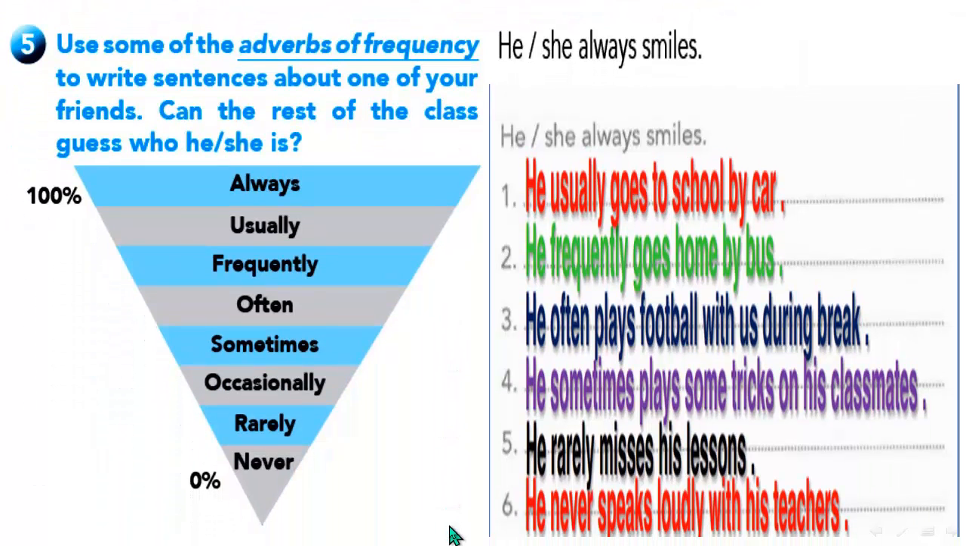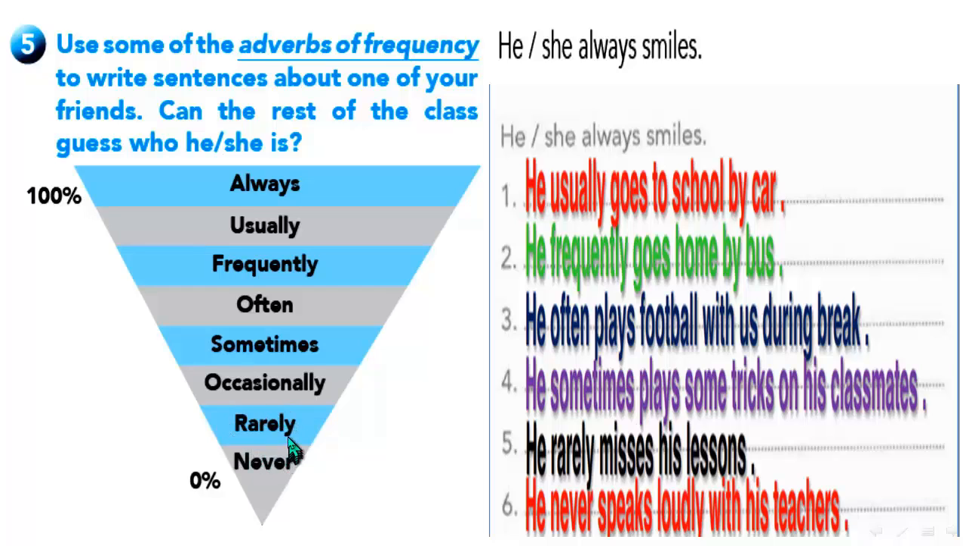Now exercise number 5. The question says use some of the adverbs of frequency to write sentences about one of your friends. Can the rest of the class guess who it is? As you see here in the triangle, we have the adverbs of frequency, from 0 until 100%. So what does that mean to us? Never. So never, this is 0%. He doesn't do or practice anything.